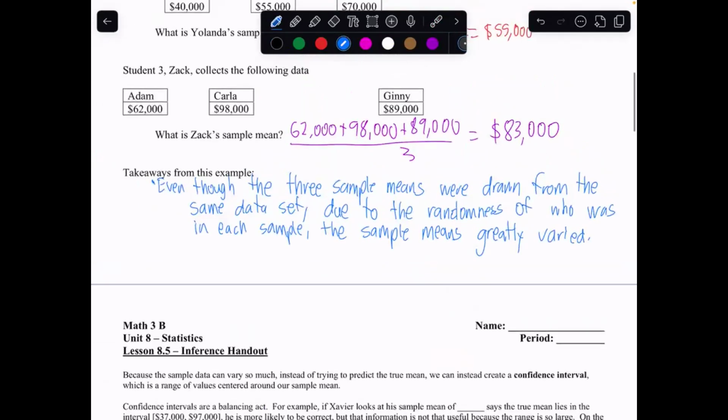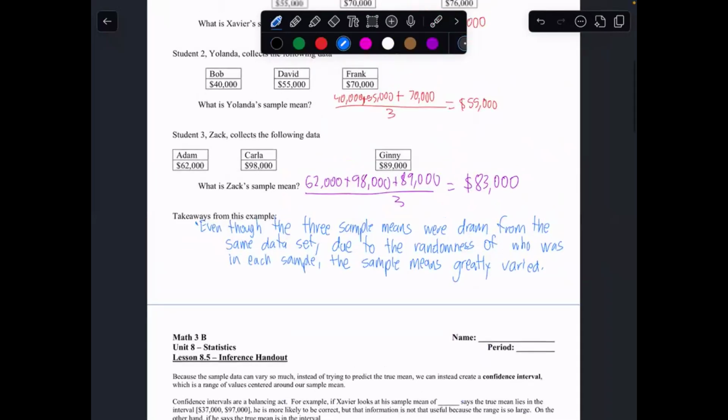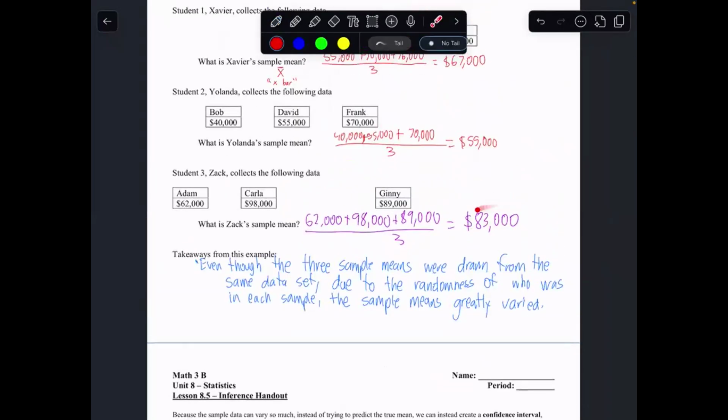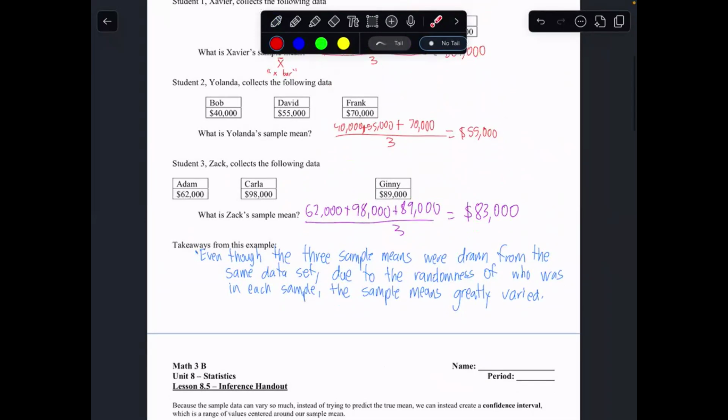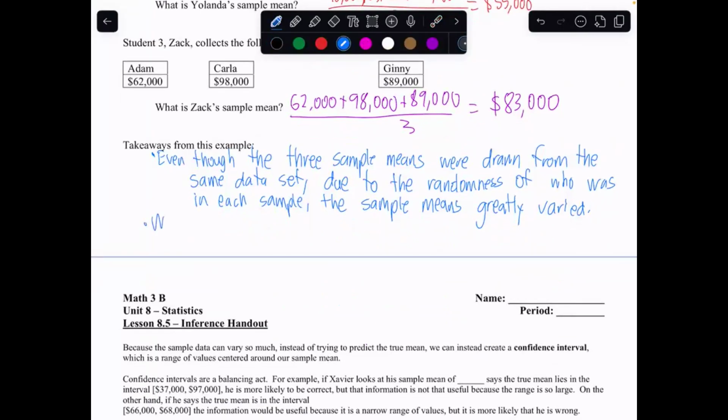Again, the sample means we saw were pretty far apart: 55,000 versus 67,000 versus 83,000. So who was closest? We don't know. We don't know if the true answer is around 83,000 or 67,000 or 55,000, or maybe it's lower than all 3 or above all 3. So without the full set of data, there is no way of knowing.